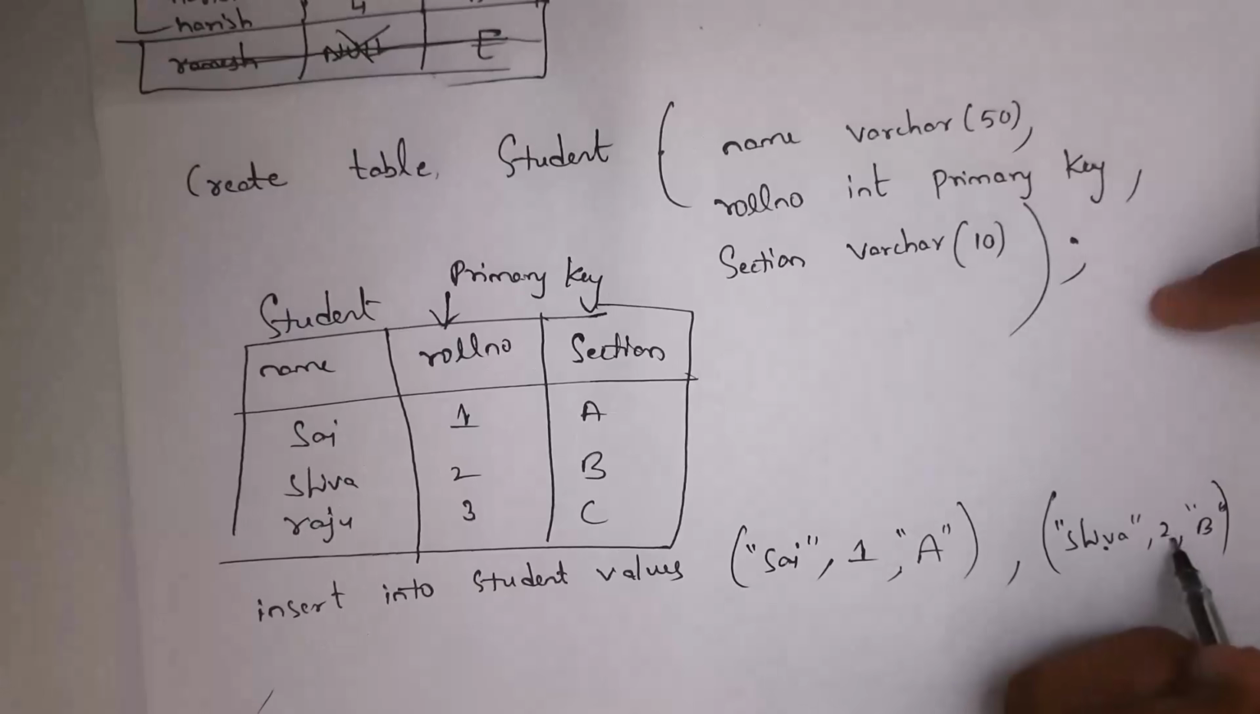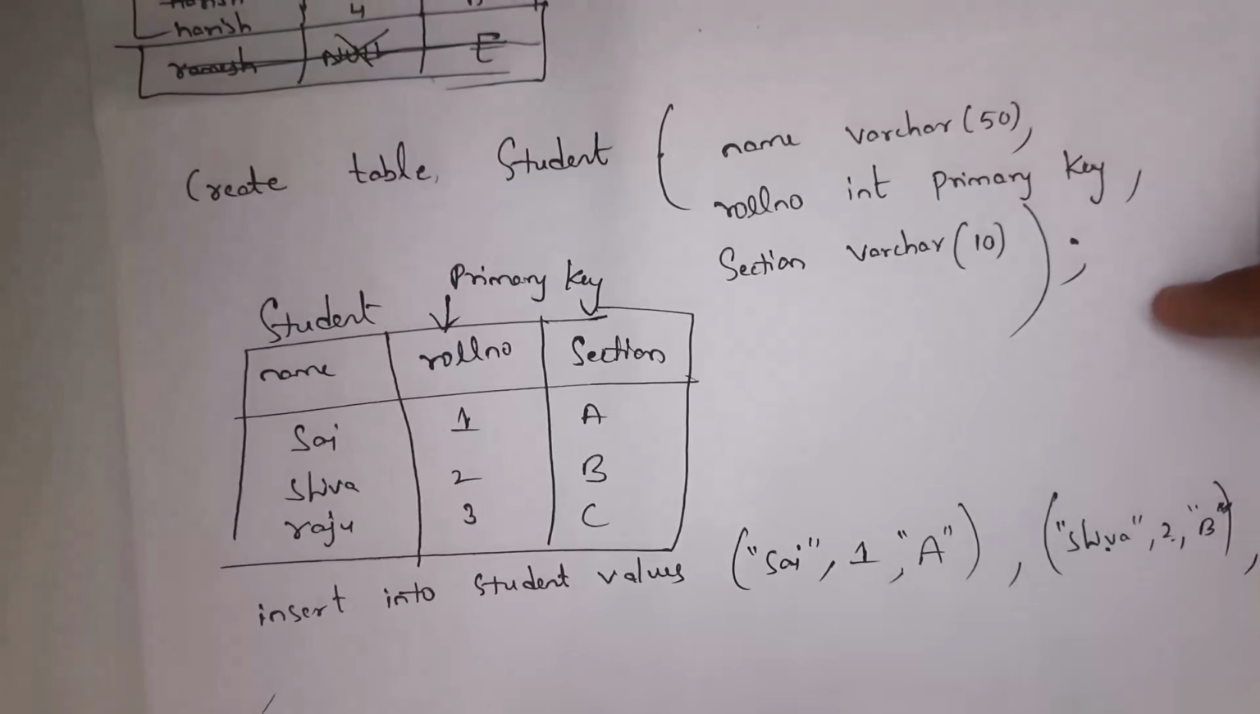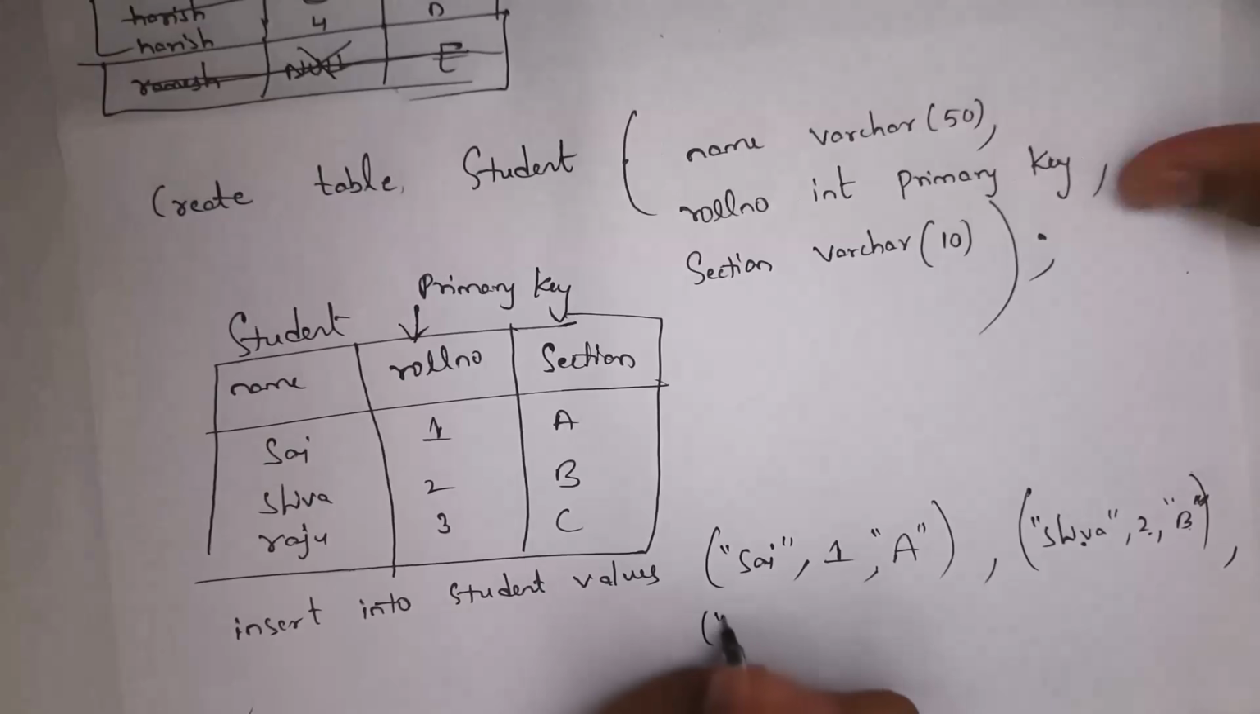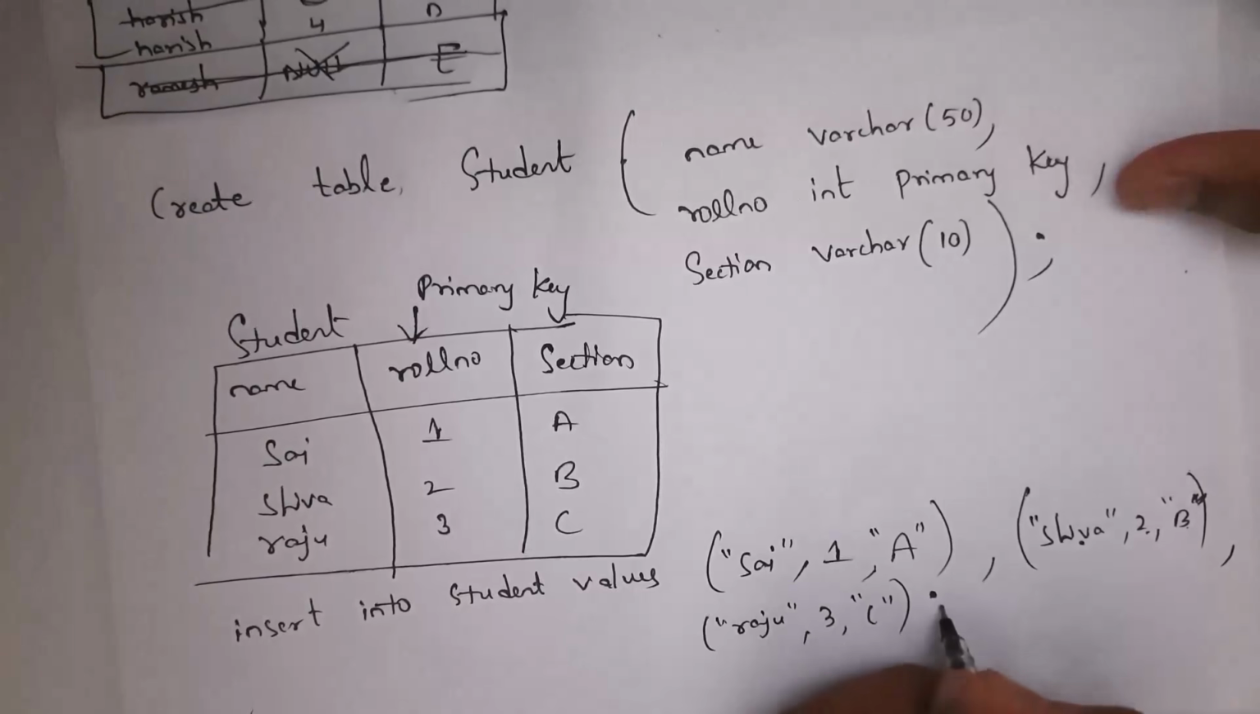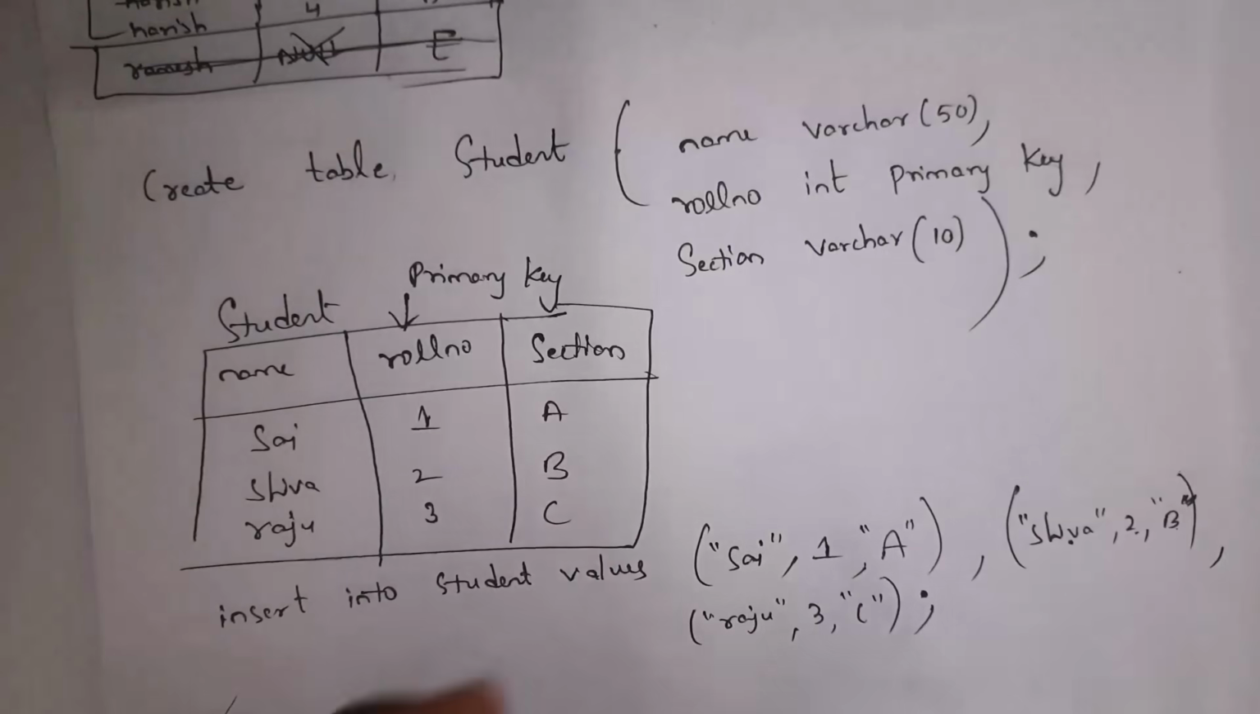Name Shiva, rule number 2 and section B, comma. Next one is Raju, rule number 3 and section C. At last give a semicolon. Guys, whenever you write this code and click enter, it will insert these records in the student table.